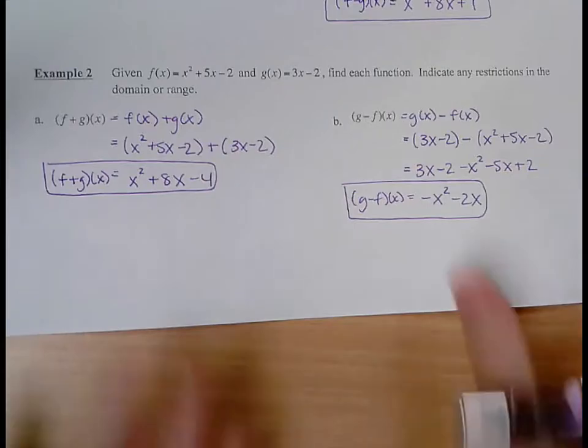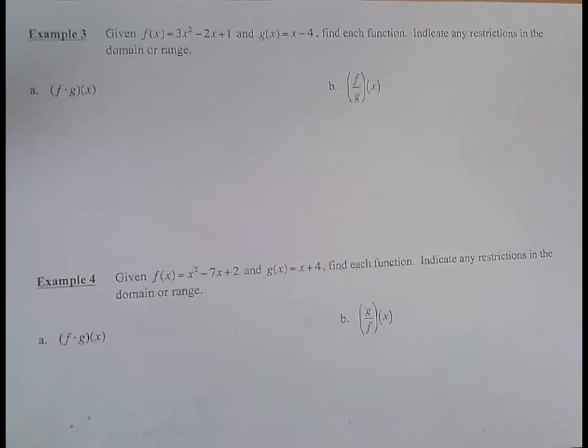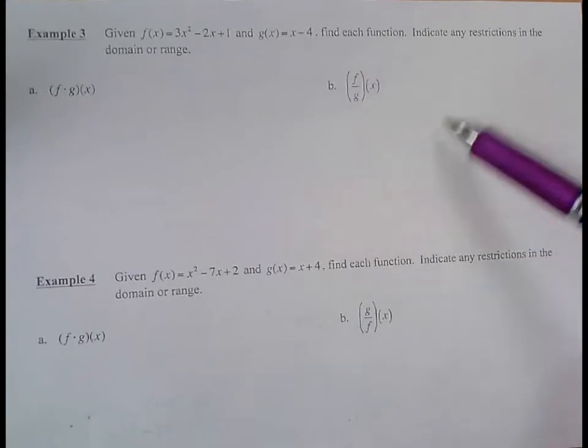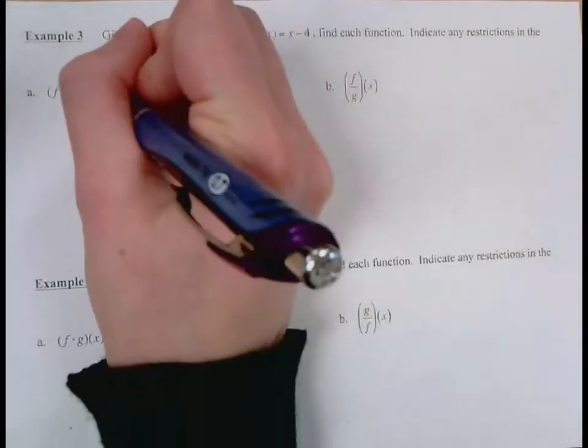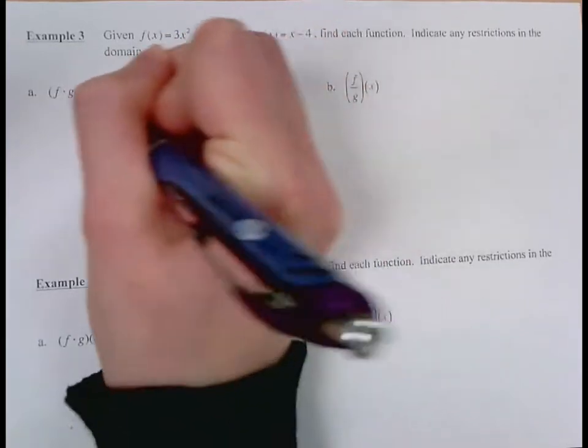Okay. And some of you are working ahead, which is fine. For example 3 and example 4, here you're given two different functions. Again, you're finding each function. When it says indicate any restrictions in the domain or range, the division in part B will have a restriction in the domain, and I'll show you how to find that. But for A, we have f times g of x. This just means f of x times g of x.